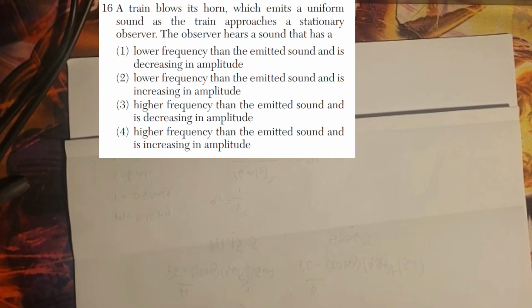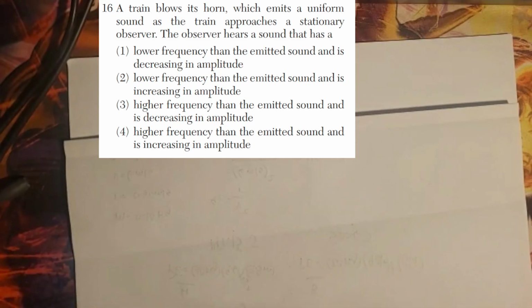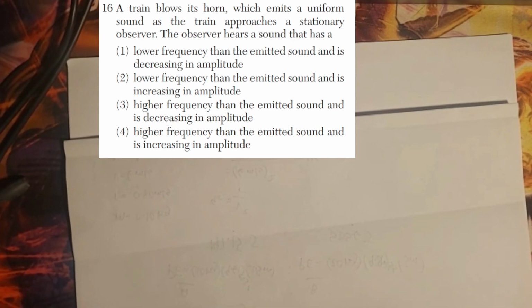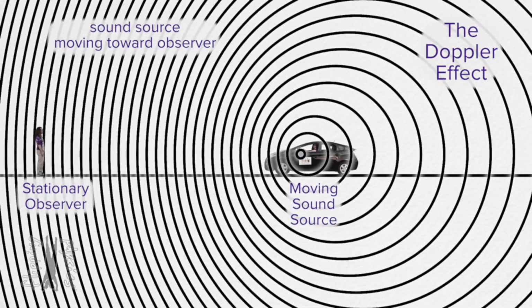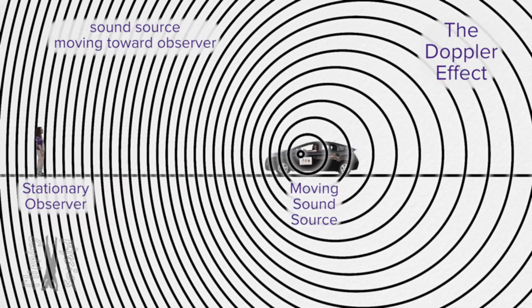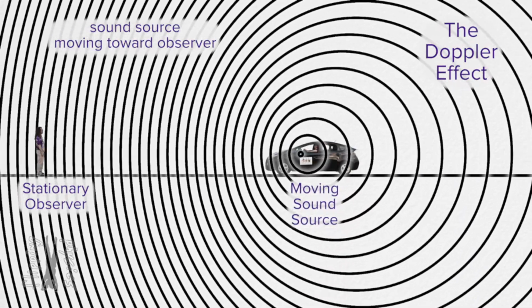A train blows its horn, which emits a uniform sound as the train approaches a stationary observer. The observer hears a sound that is, so we either have lower frequency or higher frequency. So let's start with that. If the train is approaching you, well, the Doppler effect comes into play. Doppler effect says that as a sound source moves toward you, all those waves, those sound waves that it's emitting, kind of get squished up, as you can see in this little picture right here.